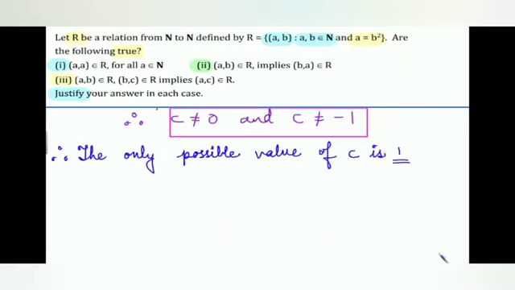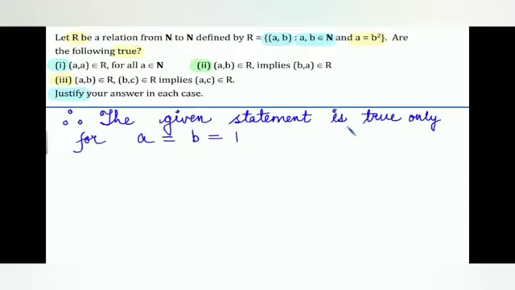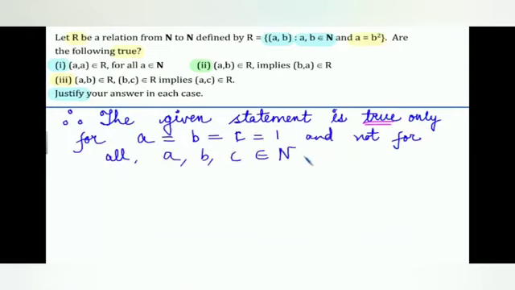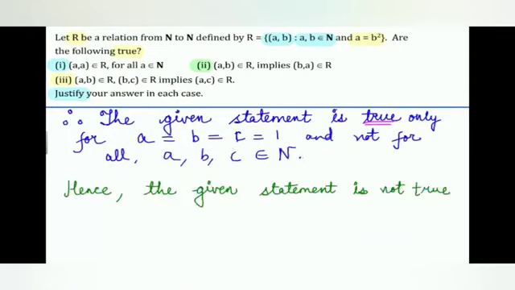If C is equal to 1, then B is equal to 1, and if B is equal to 1, then A is equal to 1. So A is equal to 1, B is equal to 1. So the given statement is true only and only for A, B and C equal to 1 and not possible for all other values, not for all A, B, C belongs to natural number. Hence the given statement is not true.